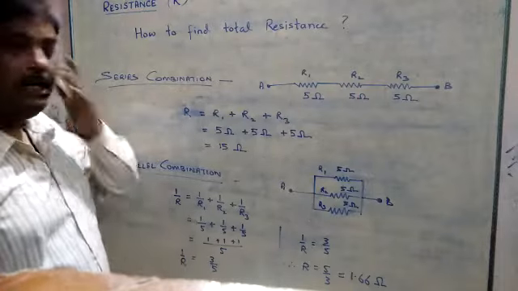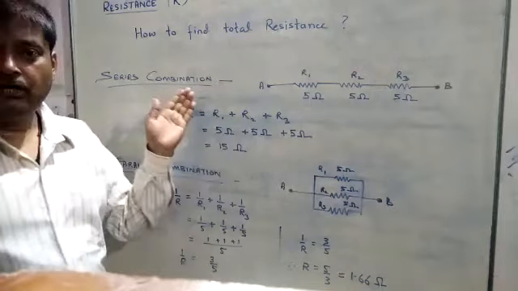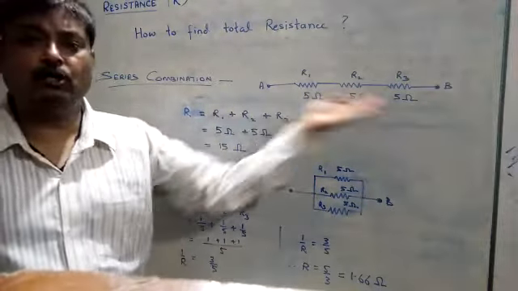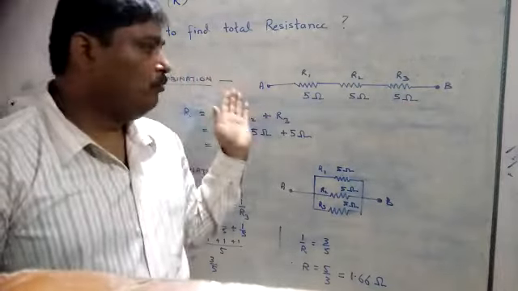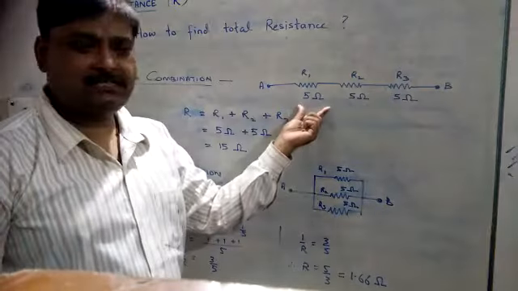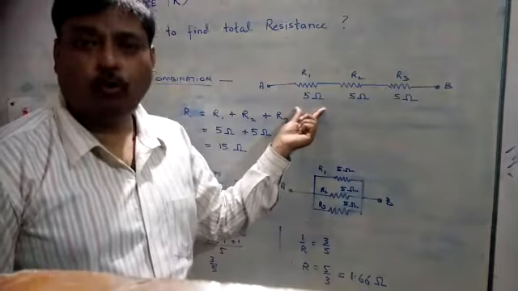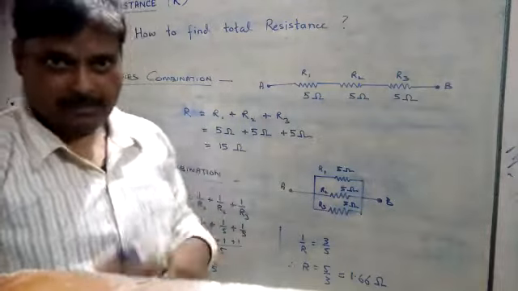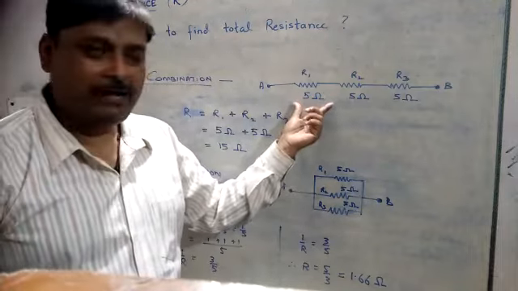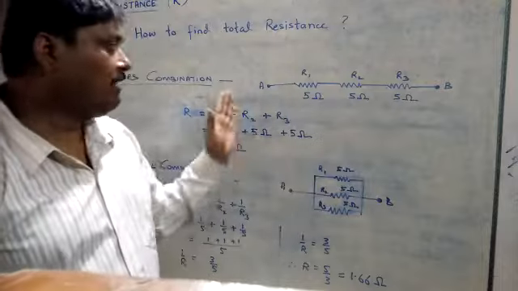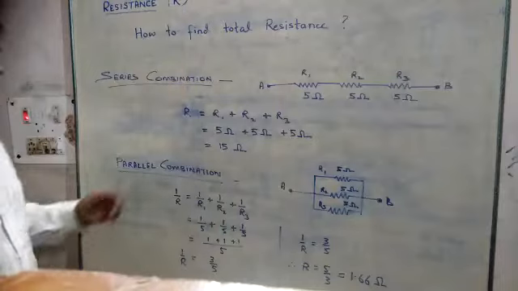In series combination, the total resistance is found by simply adding the resistances. Suppose you are given in the question a wire AB, where three resistors R1, R2 and R3 of 5 ohm each are connected in series. Now, how to find the total resistance in series combination?